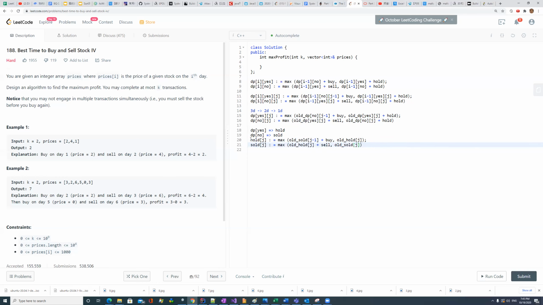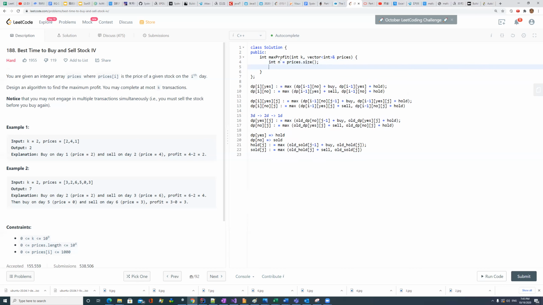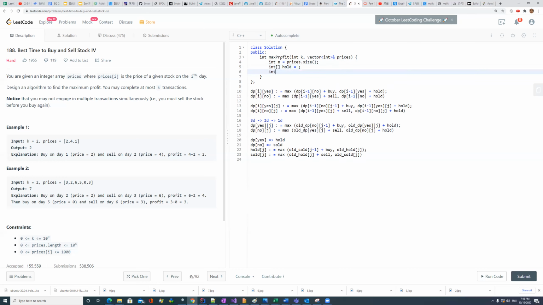So that means I can reduce the two-dimension array to two one-dimensional arrays, and I can implement it. I can try it, with the length being the precise size, and for the DP, use the hold equals int sold, and auto hold is vector.